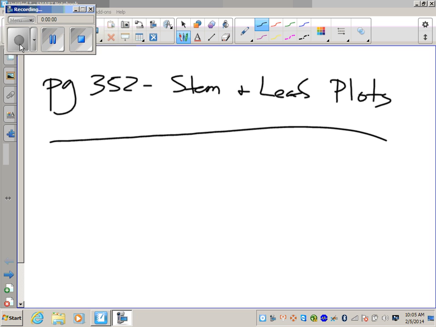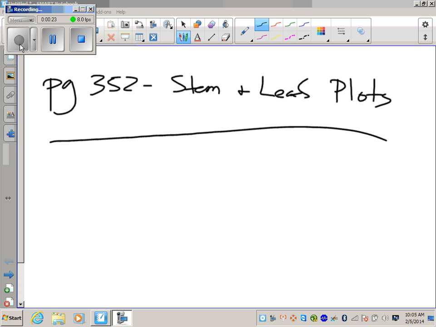On 352, right underneath that red line, okay? So again, a stem and leaf plot is a graph that uses the digits of each number to show the shape of the data. Each data value is broken into a stem on the left and a single-digit leaf on the right. To read the data, combine the stem with each leaf in the same row.